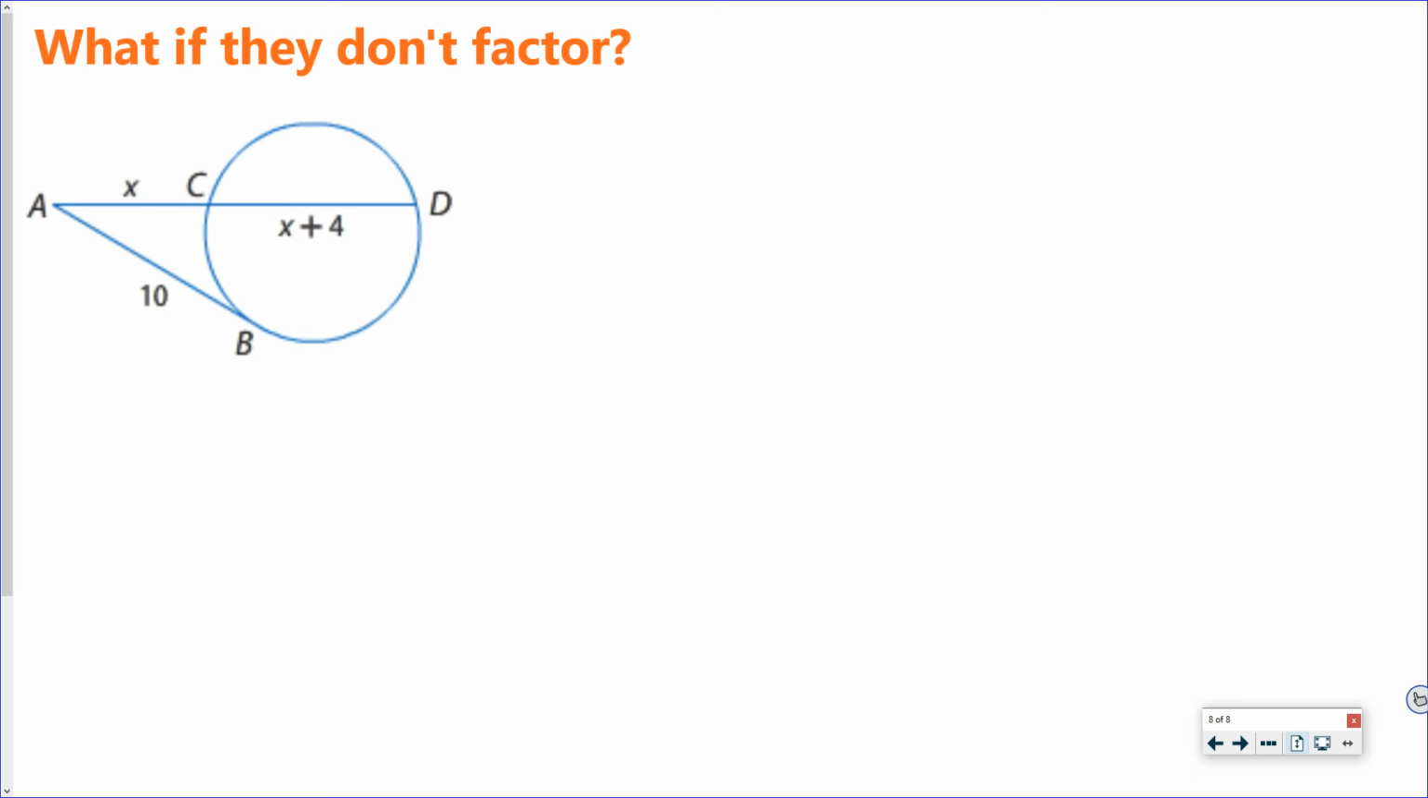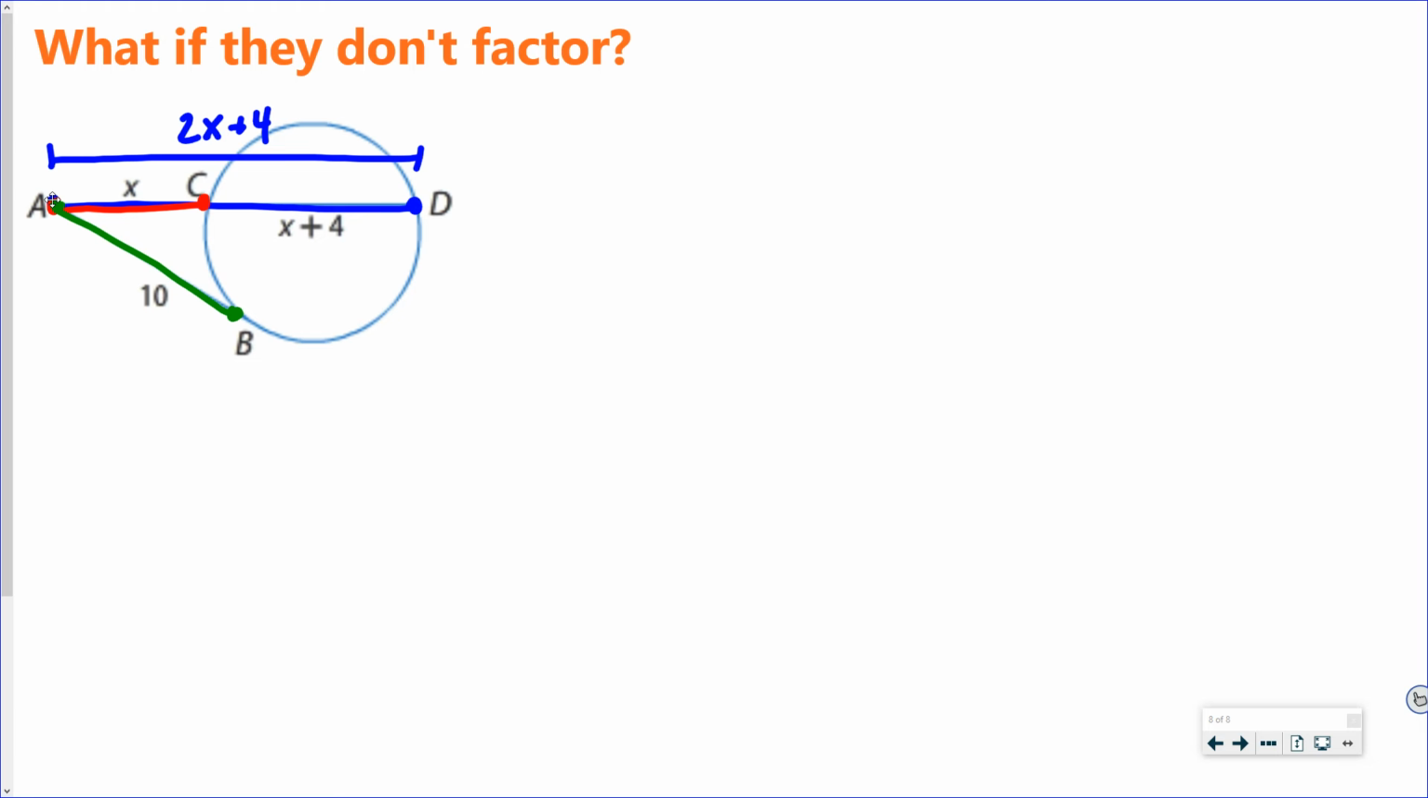All right, let's do the geometry first. You guys know how to do the geometry piece. So we have a secant segment, external piece is x again. The entire segment piece is x plus 4, 2x plus 4. Tangent piece is 10.